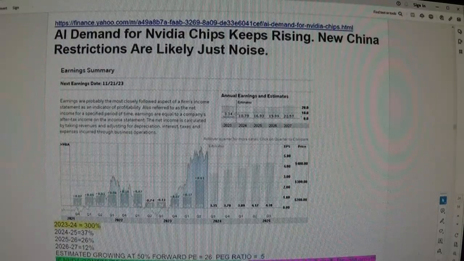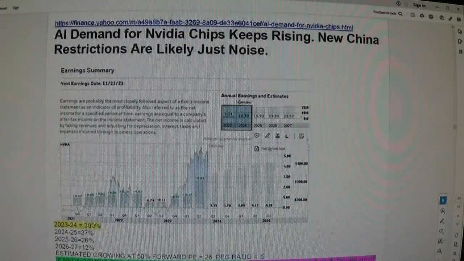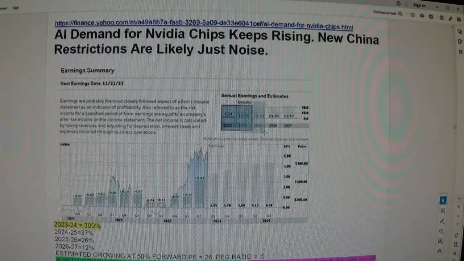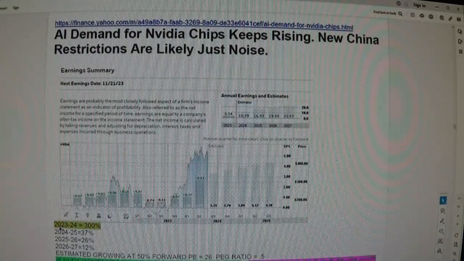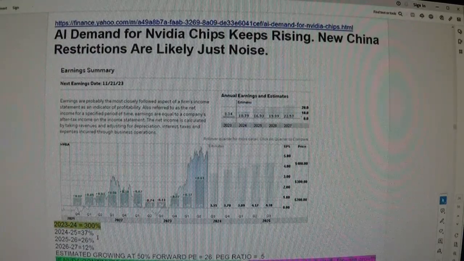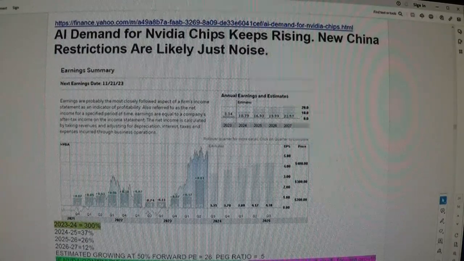And if we keep looking at this and eventually 24 to 25 goes to 300%, then the stock is going to go up a lot. But this is the first time I've ever seen a 300% year over year increase for a big company.